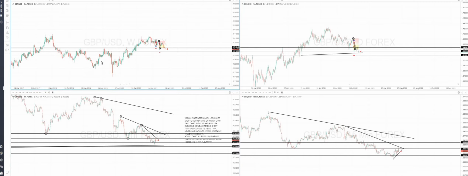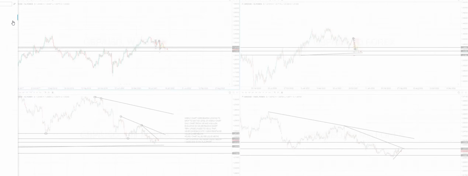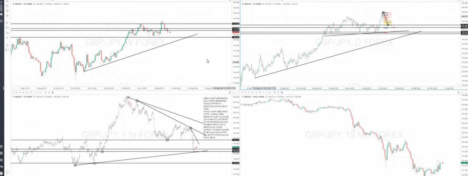Okay, so if you're a little confused, wait till the end. We're going to explain everything one more time, but I want to explain the other pairs first. Okay, so that is GBP USD.